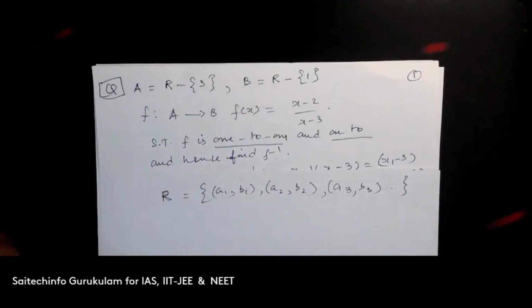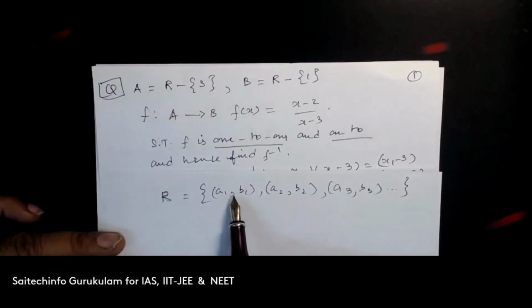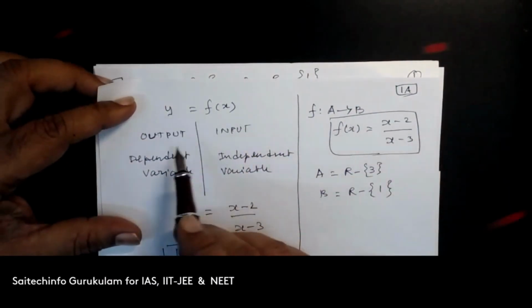We can explain like this because we already know R is the relation and it is a set of ordered pairs. Why is it called an ordered pair? They are available as (a1, b1), (a2, b2), (a3, b3). What do you understand from this? This is nothing but the input and output.